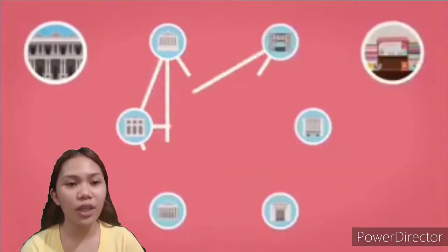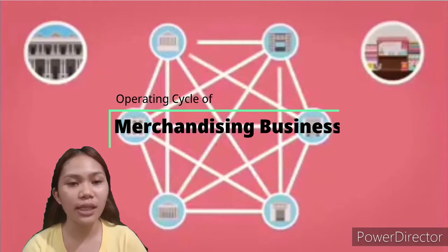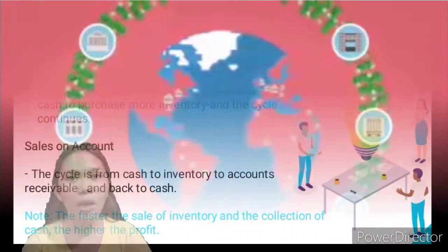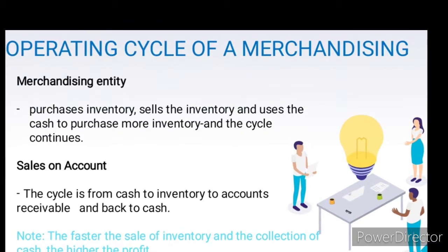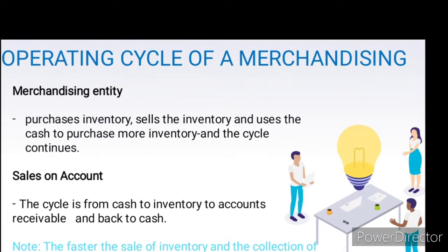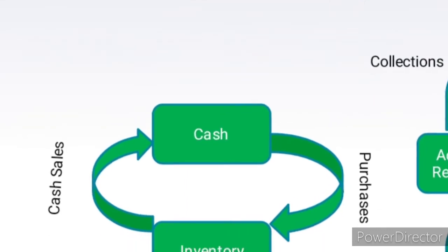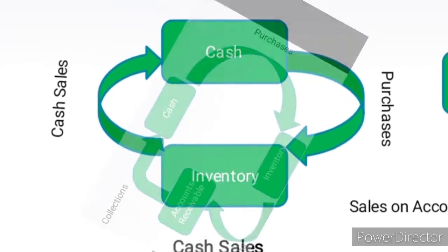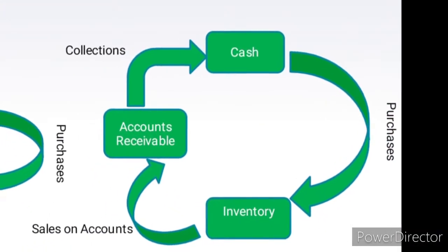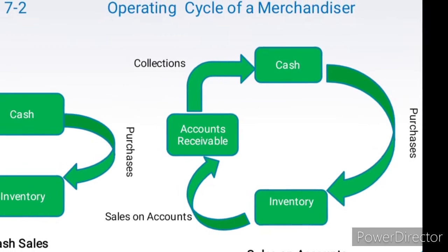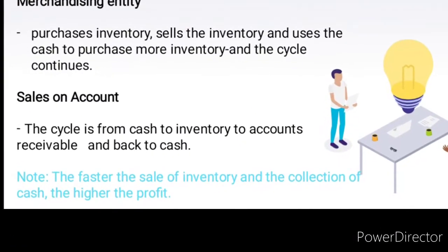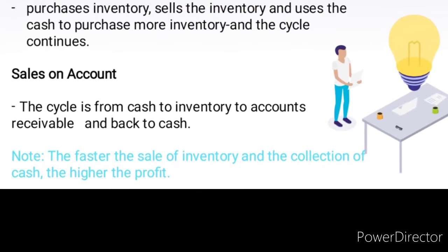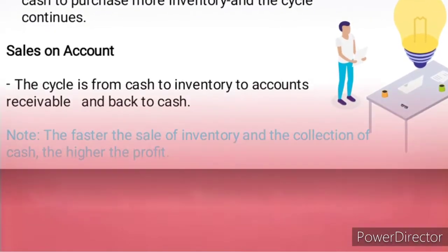Thank you, Reggie. So today we are going to discuss the operating cycle of a merchandising business. A merchandising entity purchases inventory, sells the inventory, and uses the cash to purchase more inventory, and the cycle continues. For cash sales, the cycle is from cash to inventory and back to cash. For sales on account, the cycle is from cash to inventory to accounts receivable and back to cash. Always remember, the faster the sale of inventory and the collection of cash, the higher the profits.